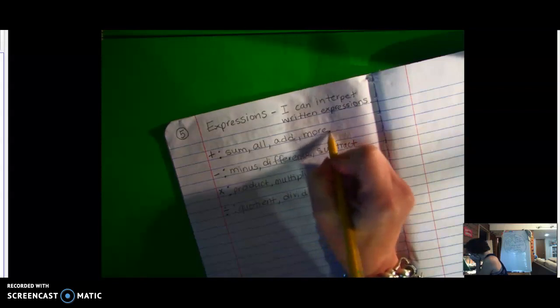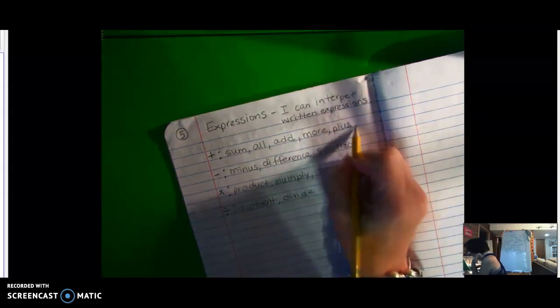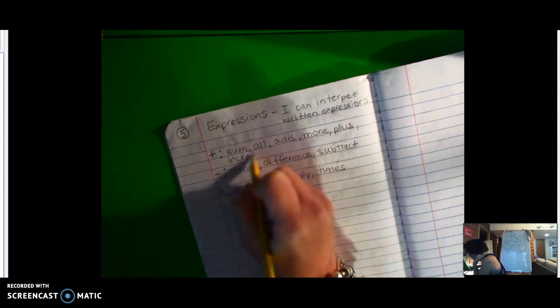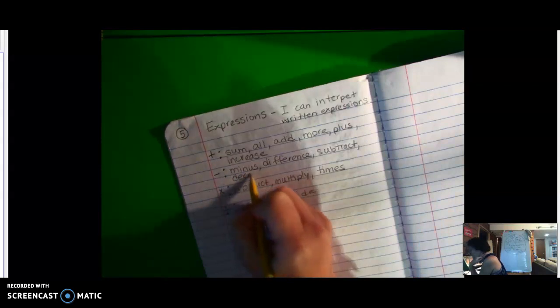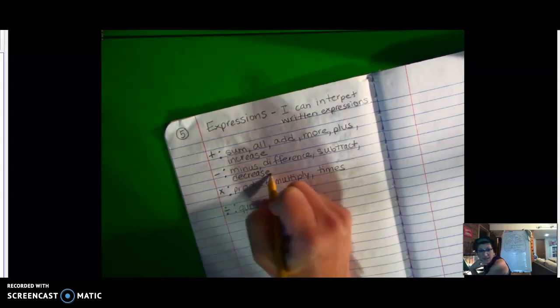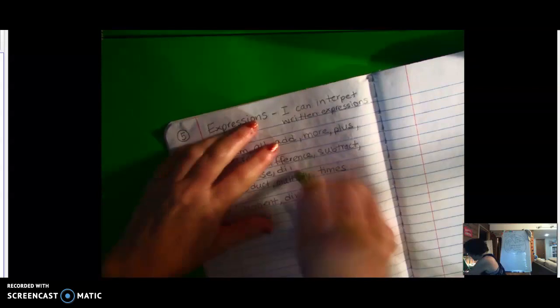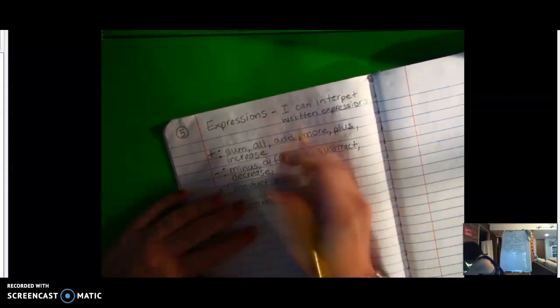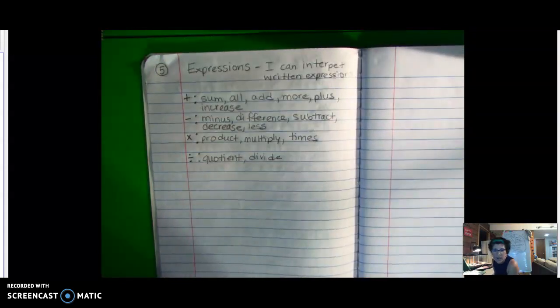Let's see, are there any others that I want to think about for sum? More, plus, ooh, increase, that's a good one. Which means for subtraction, we would also need decrease, difference. Oh, I said difference. Oh, less. Okay, so those are some of the words that we can use when we're talking about expressions.